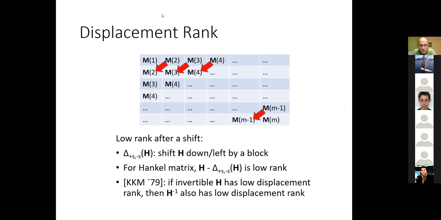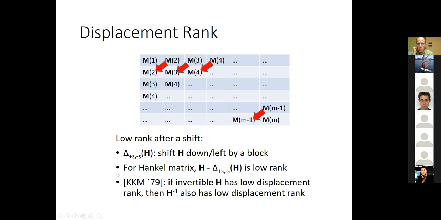So for a Hankel matrix, every diagonal is the same. The way to formalize this into a rank condition is you say that if I subtract every element from the one to the top right of it. So we take the matrix, we shift it down by a block and to the left by a block. We get that H minus the shifted version is low rank. It has rank about order S.